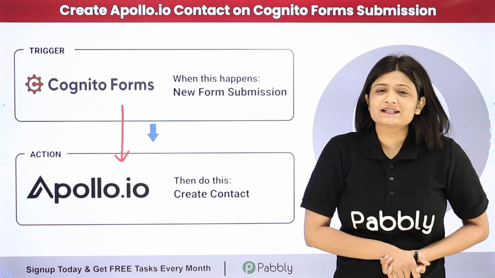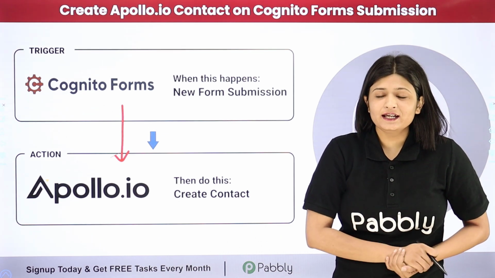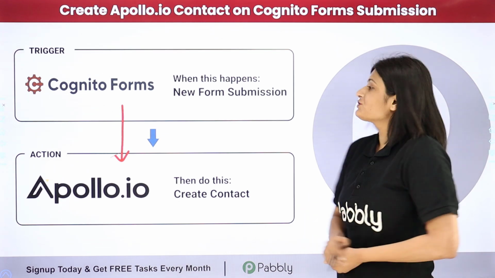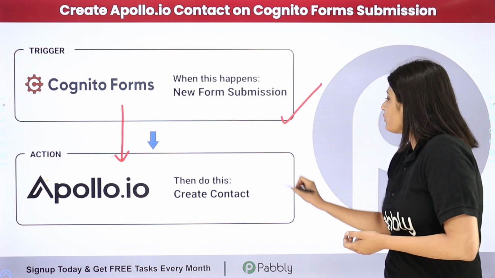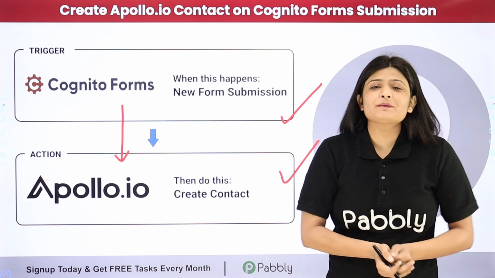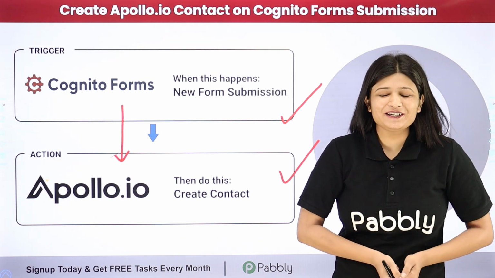With the help of Pabbly Connect, I am going to build this connection in such a way that whenever I receive a new form submission in my Cognito Forms, a contact will be automatically created in my Apollo.io. If you want to learn this amazing automation step by step, then let me take you all to my screen.